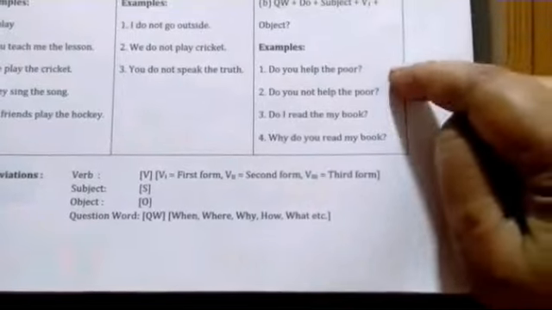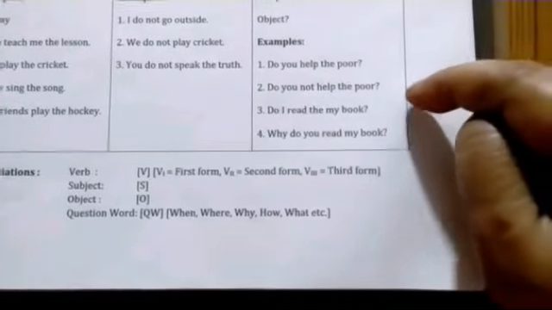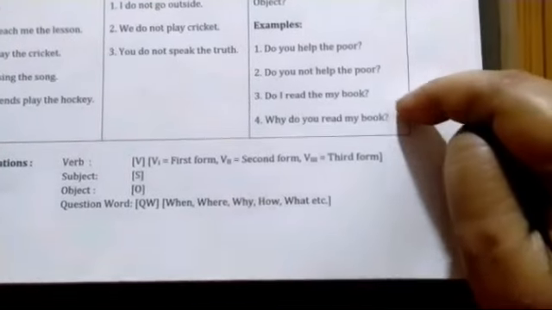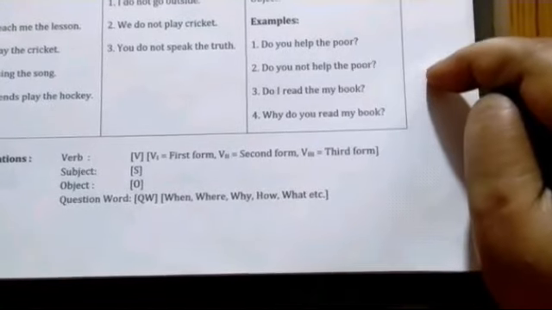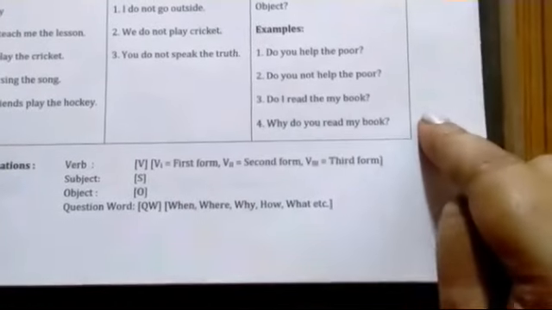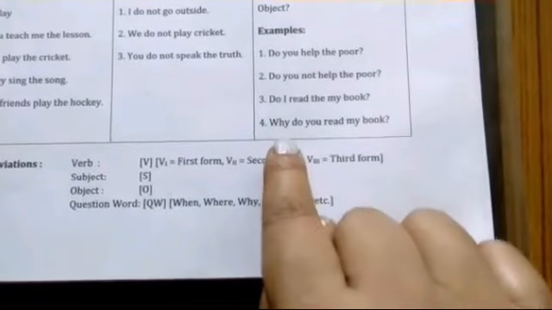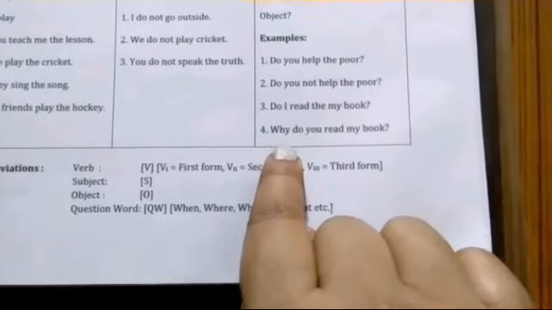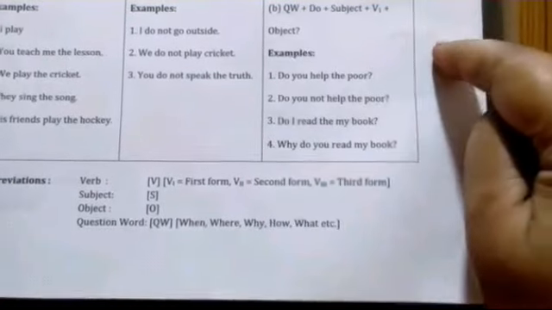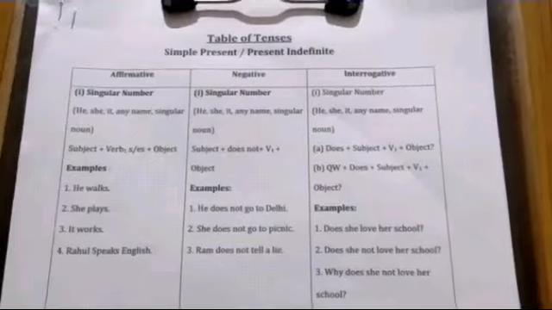So these are the examples. Do you help the poor? Do you not help the poor? Do I read my book? Why do you read my book? All these are plural number and we use do before the subject. In interrogative we use do or a question word. So these are the interrogative sentences in plural number.